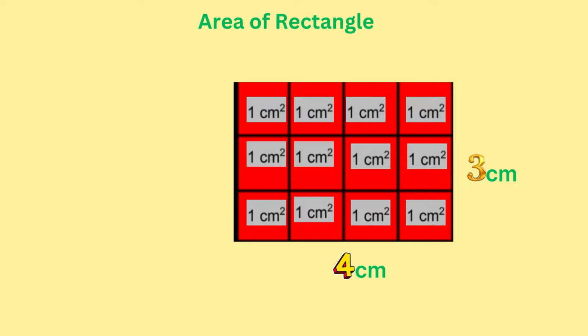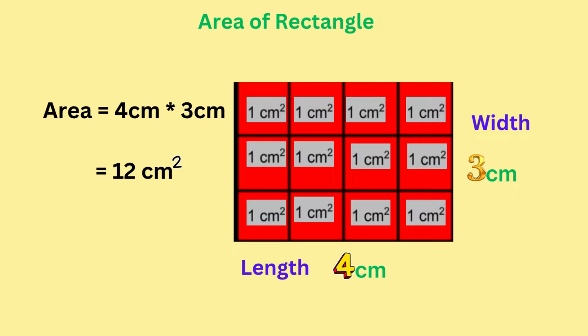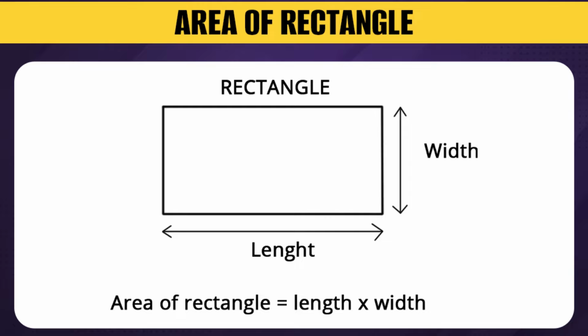In this case, the length is 4 centimeters, and the width is 3 centimeters. When we multiply 4 by 3, we get 12. This gives us the area of the rectangle, which is 12 square centimeters. So, the area of any rectangle can be found by using the formula, length times width.